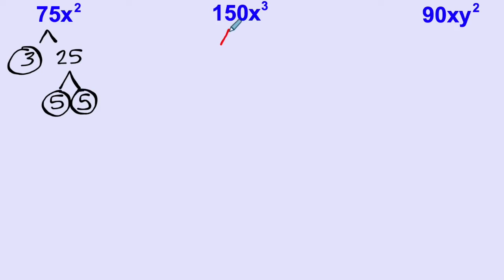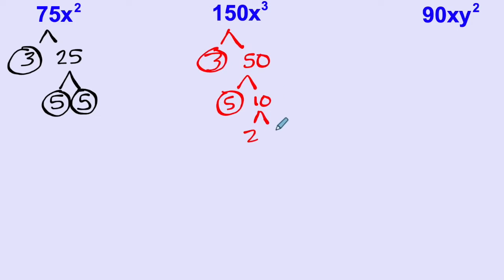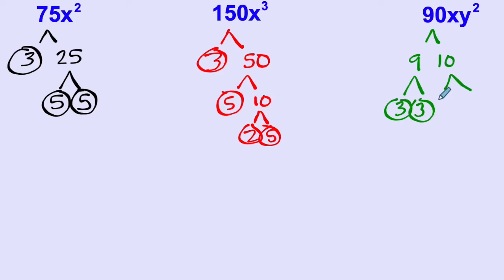Let's take a look at 150. 150 again is divisible by a lot of things. This time, let's do 3 again. 50 is divisible by 5. 10 is divisible by both 2 and 5. And then finally, let's take a look at 90. I'll do a 9 and 10 this time. 9 is not prime, we have to break it down. 10 is not prime, we have to break it down. All right, there we go. I have the numbers prime factorized.